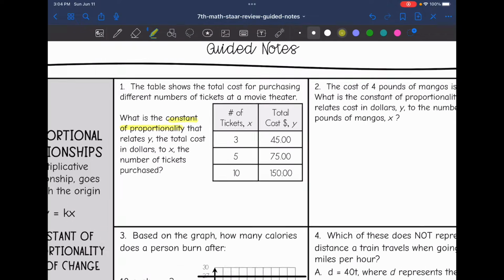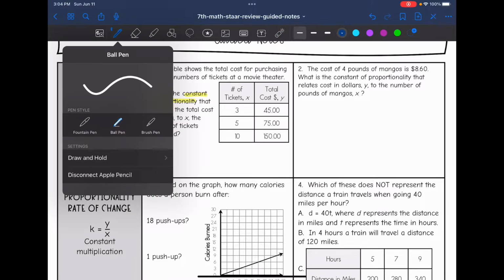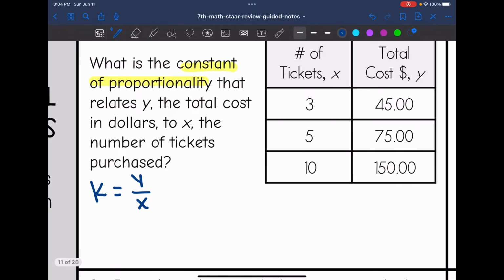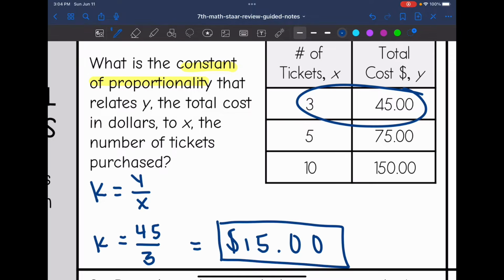So since they're asking for the constant of proportionality, I know I can just do y divided by x to find that. So to find k, the constant of proportionality, I will pick an ordered pair from the table to do y divided by x with. I'm just going to choose the first one. So k, my constant of proportionality, will be 45 divided by 3, which is 15. So the total cost in dollars to purchase a ticket is $15.